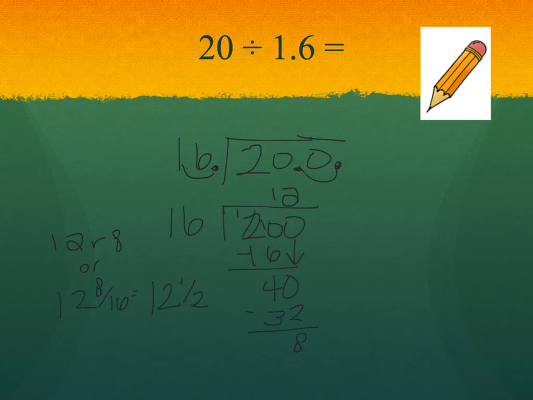So, since I already have a decimal point at the end there, after the 200, I can add a 0. And I can figure out that 16 divides into 80. Don't forget to put your decimal point in the quotient. 16 divides into 80 5 times, which is 80. Subtract and get 0. So, I could also have 12 and 5/10. Are you starting to get the hang of it? Since you see the pencil, go ahead and pause the video and also write this example into your notes.